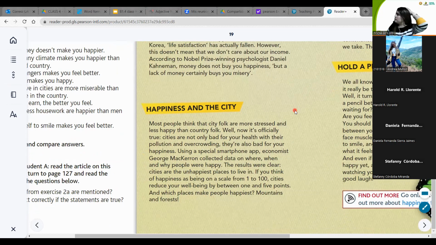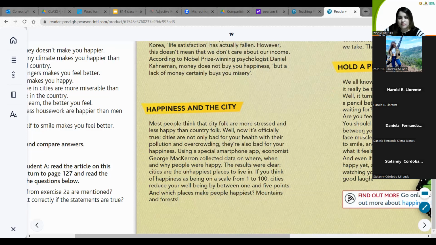Me, teacher. Okay, go ahead. Thank you. Happiness and the city. Most people think that city folk are more stressed and less happy than country folk. Well, now it's officially true. Cities are not only bad for your health with their pollution and overcrowding, they are also bad for your happiness. Using a special smartphone app, economist George MacKerron collected data on where, when, and why people were happy. The results were clear. Cities are the unhappiest place to live in.